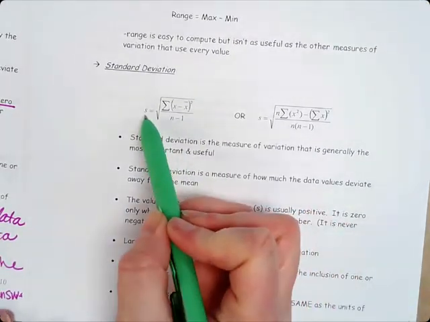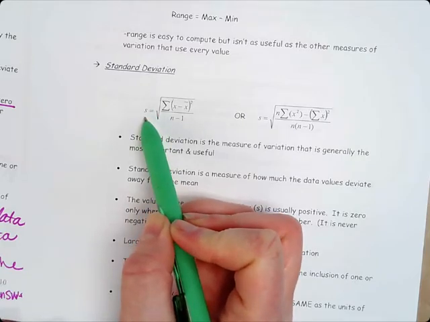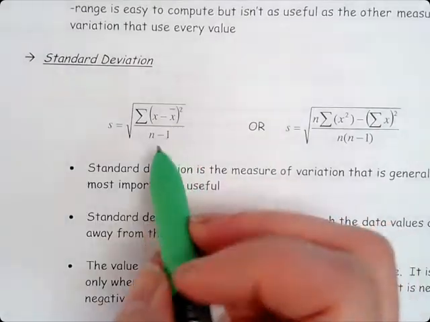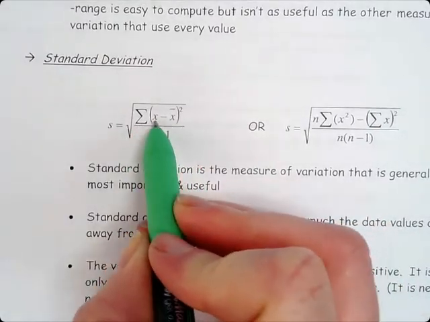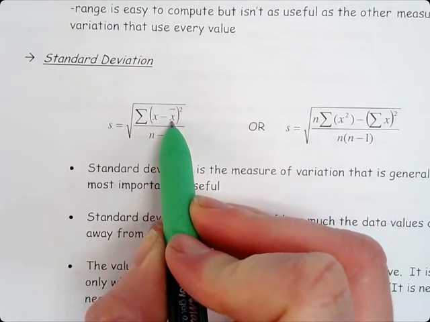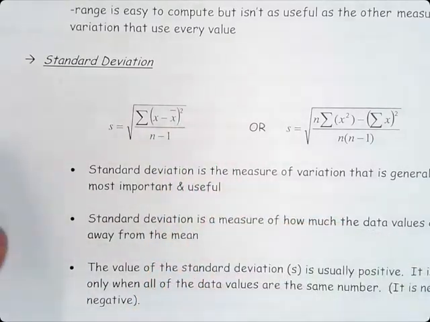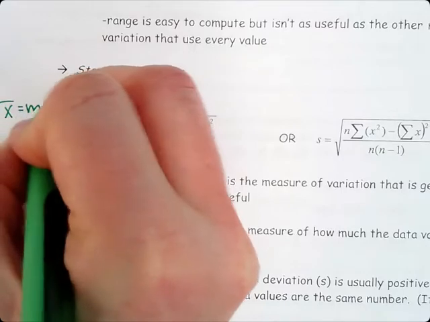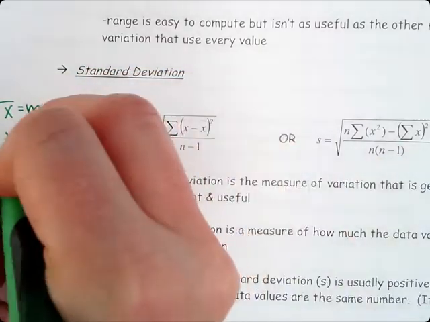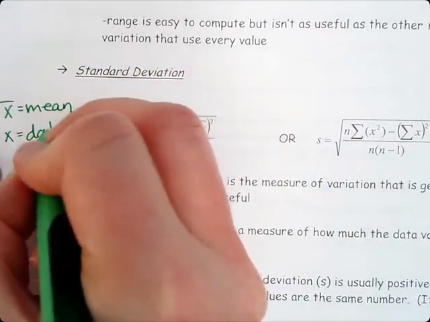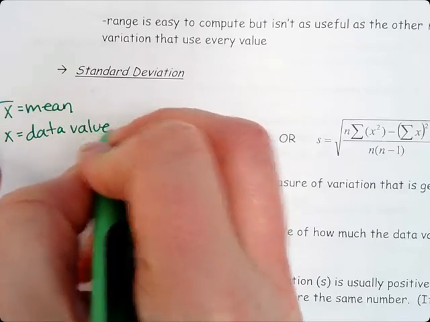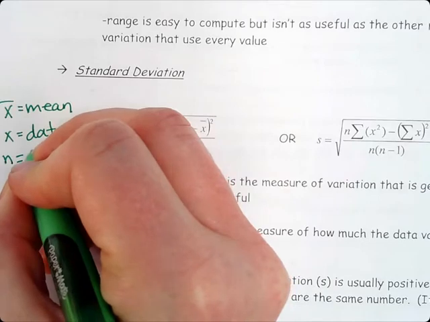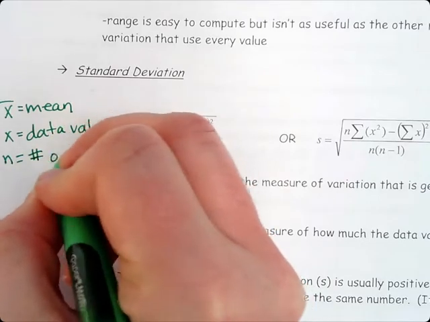So its symbol is a little s, and it has a formula. So it's a square root of the sum of x minus x bar. So do you remember what x bar is? What is it? The mean. X is one of the data values. And n is number of data values.